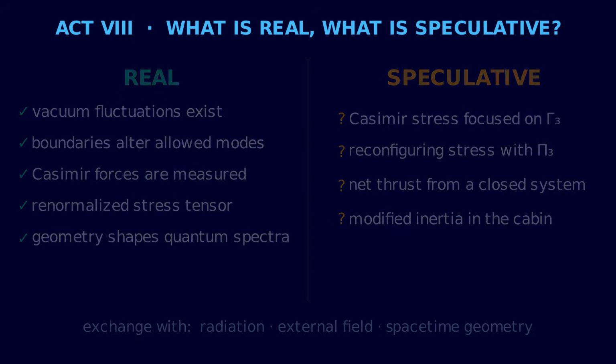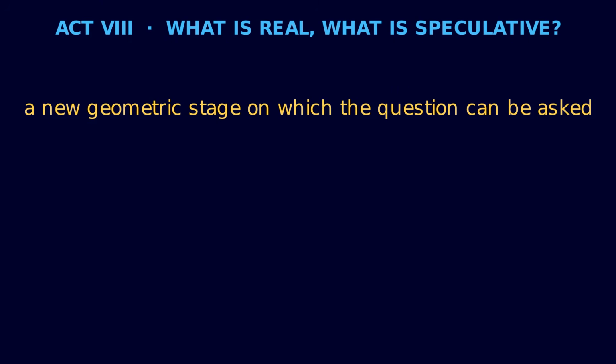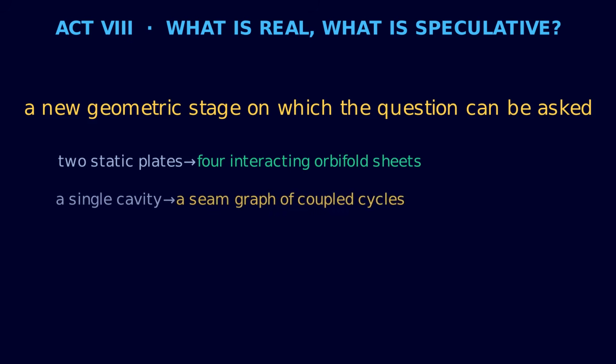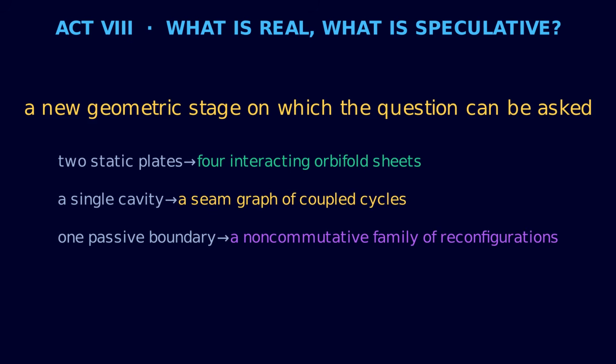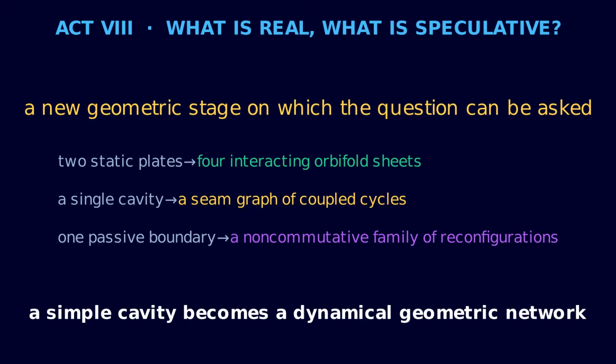The seed's role is not to pretend that an engine has already been built. Its role is to offer a new geometric stage on which the question can be asked. Instead of two static plates, four interacting orbifold sheets. Instead of a single cavity, a seam graph of coupled cycles. Instead of one passive boundary, a finite, noncommutative family of reconfigurations. The seed turns a simple Casimir cavity into a dynamical, geometric network.